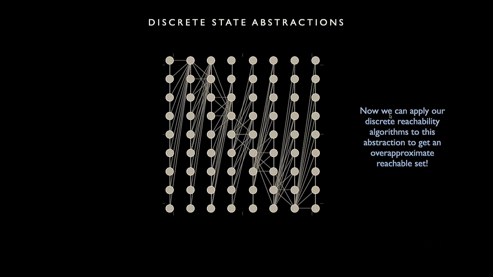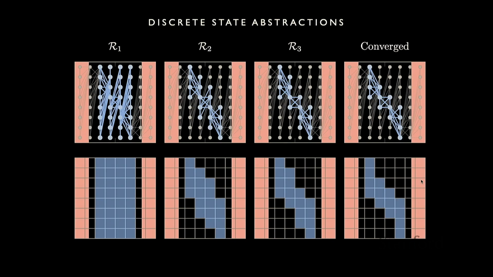After some fireworks. So now we can apply our discrete reachability algorithms to this abstraction to get an over-approximate reachable set, which is pretty cool. So for example, let's say we applied that forward reachable set thing that we were doing on the graphs. We apply it to this. So up here, I'm showing the graph that we're actually doing this on, and then down here, I'm showing all of the cells in the partition that correspond to the points in this graph.